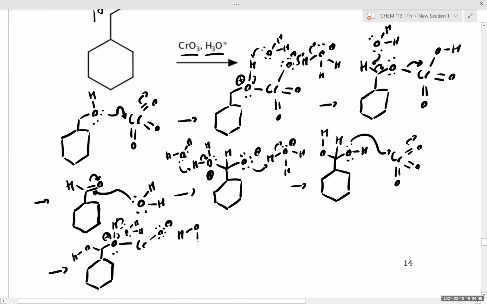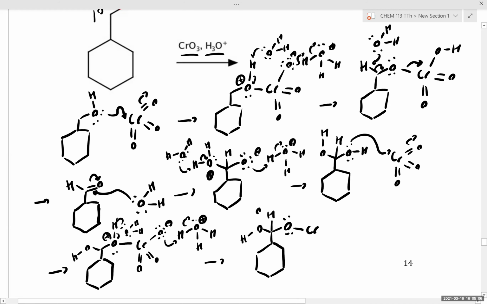We have another proton transfer. That in turn gives us our alcohol set up and ready to go. And then water is going to pull off a second hydride equivalent. And we're going to kick our electrons to chromium. And that gives us our desired carboxylic acid.